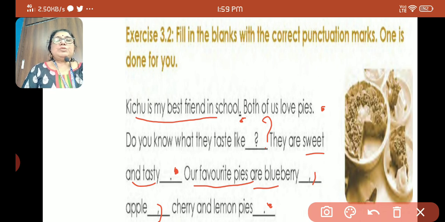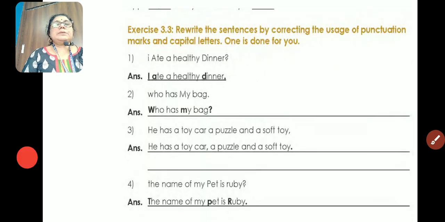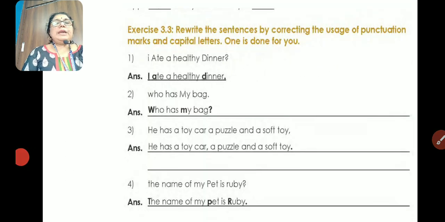And pie, as you know, is a sweet dish. It is a sweet dish made of fruits like cherries, blueberries, apples and so on, in different ways. It is usually baked and then we eat that. Okay, so that's it for exercise 3.2. Now let's see what we have to do next. Now we have all the punctuation which we have learned. So let's start with it.